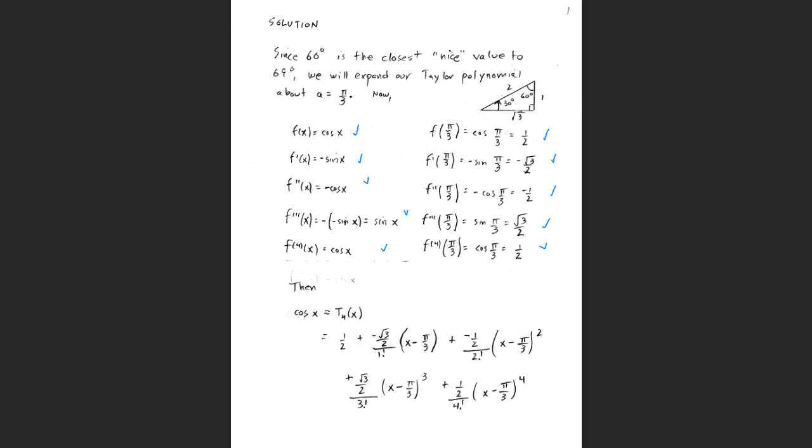I have a little right triangle up here at the top just to help me, a 30, 60, 90 degree triangle. That'll allow me to easily compute these derivatives. And for the derivatives, you need to have simplified radical form answers. WebAssign is not going to want decimals. So let me give you a moment to copy this down. Let me know if you have any questions.